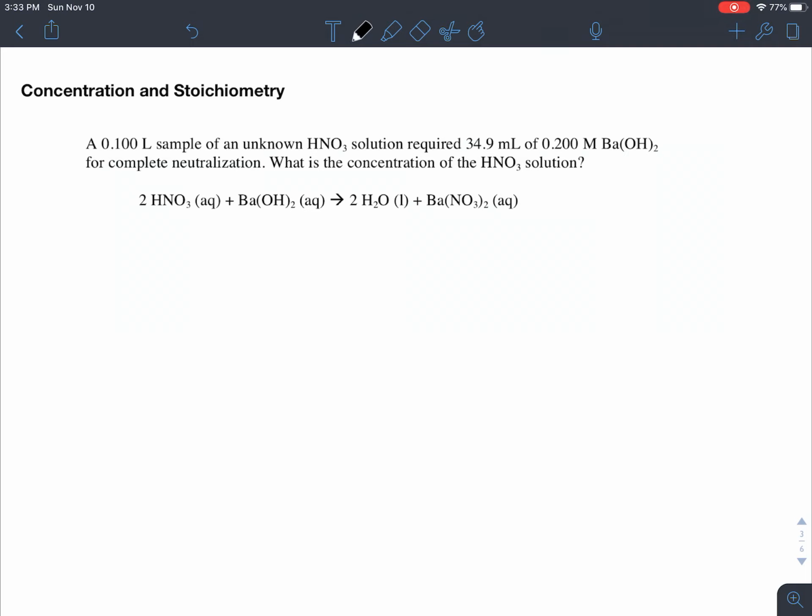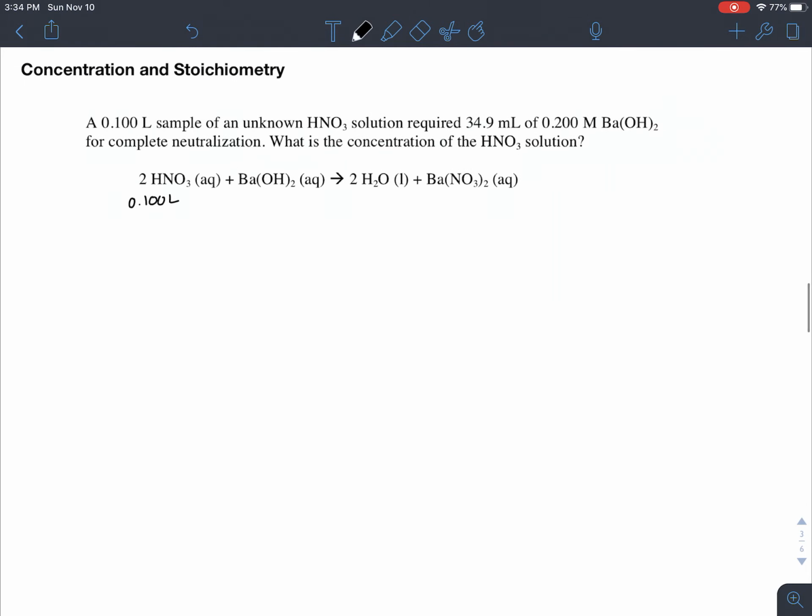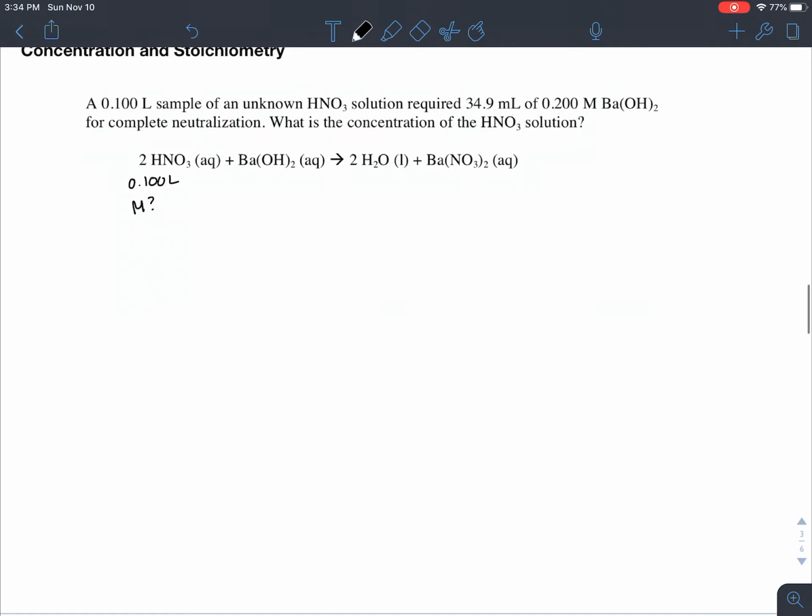Concentration in stoichiometry. A 0.1 liter sample of an unknown nitric acid solution required 34.9 milliliters of 0.2 molar barium hydroxide for complete neutralization, acid-base reaction. What is the concentration of nitric acid solution? So we have 0.100 liters of nitric acid, and we want here the molarity. We don't know the molarity. We're also given 34.9 milliliters of barium hydroxide and 0.200 molar.